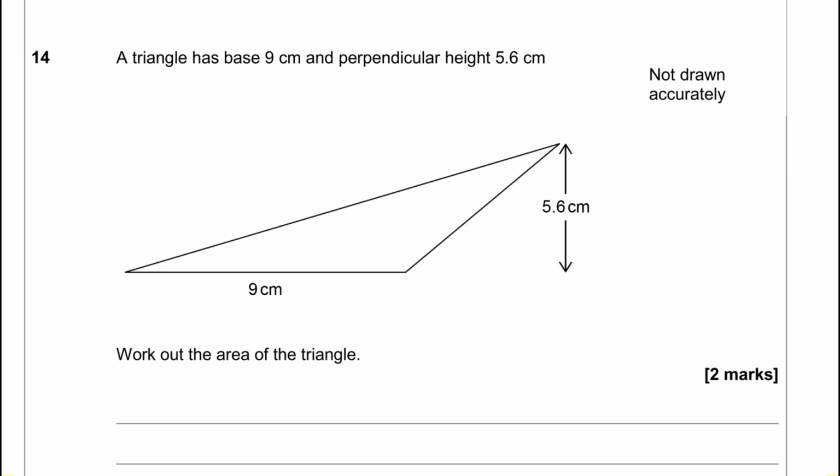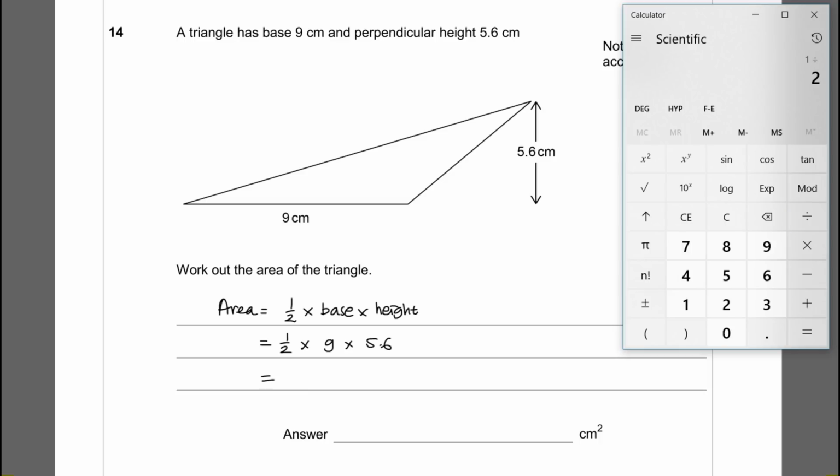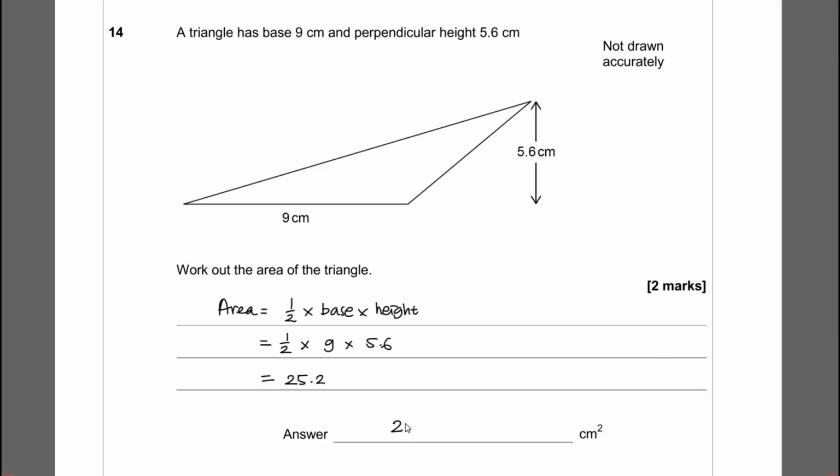Let's go to the next question. A triangle has base 9 cm and perpendicular height 5.6 cm. Work out the area of the triangle. This is a triangle. So the area of a triangle is based on this formula. Half of the base and then times the height. So we have half here and the base is here, 9. And the height is here, 5.6. You just need to use our calculator. 1 divided by 2 times 9 times 5.6. So we have 25.2. That will be our answer.